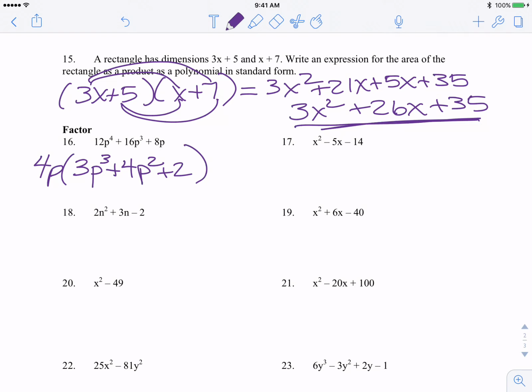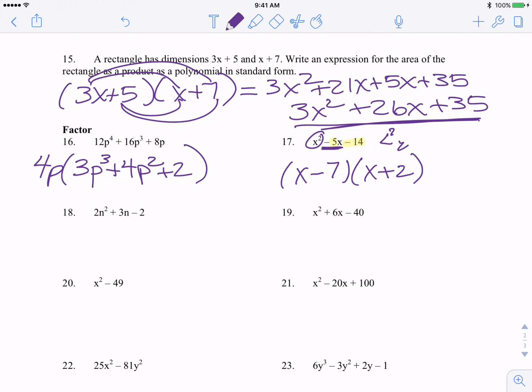On number 17, I'm going to look for factors of 14 that subtract to be 5. Factors of 14 that subtract to be 5. So my factors here are 7 and 2. I can go right into my binomial times my binomial because I have no coefficient attached to my x squared term. Then I need to create a -5. In order to create a -5, I do -7 plus 2. So that is my factored form of that trinomial.